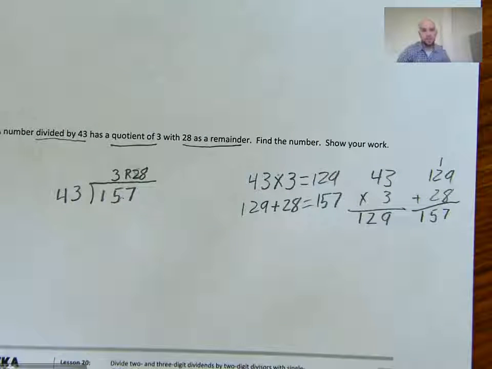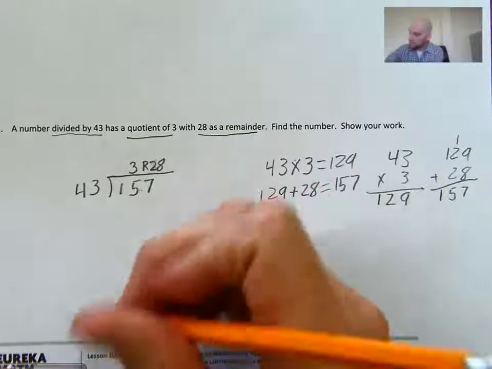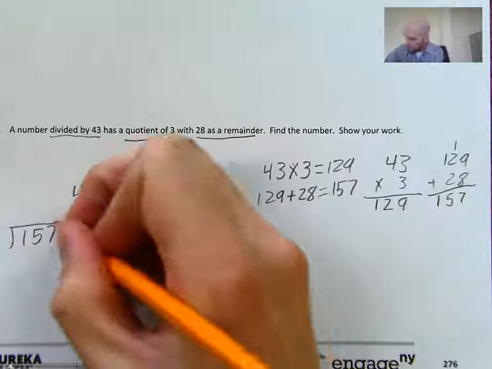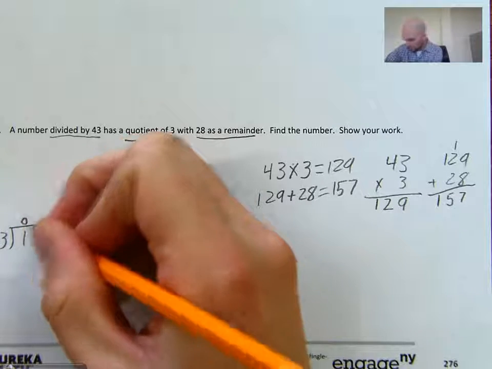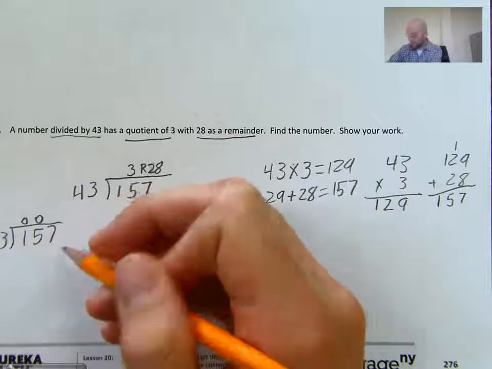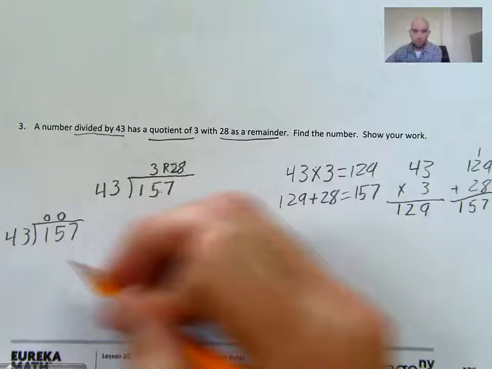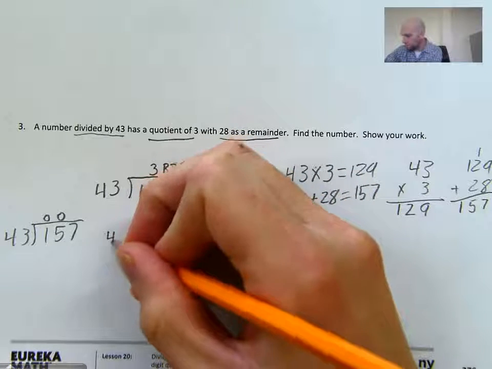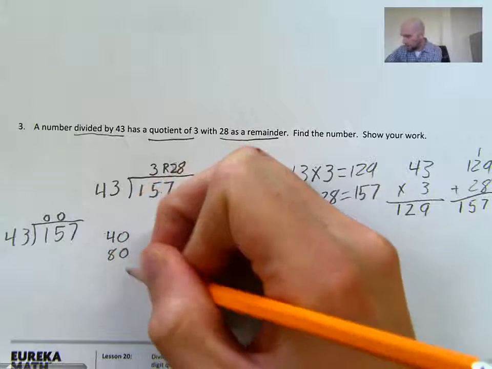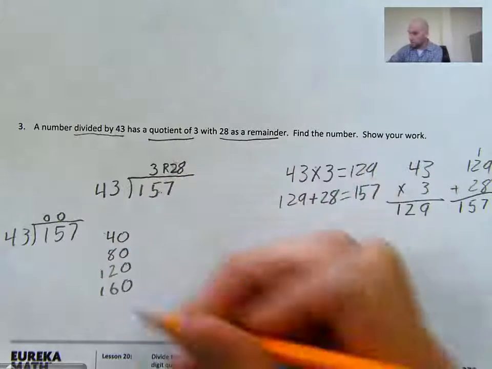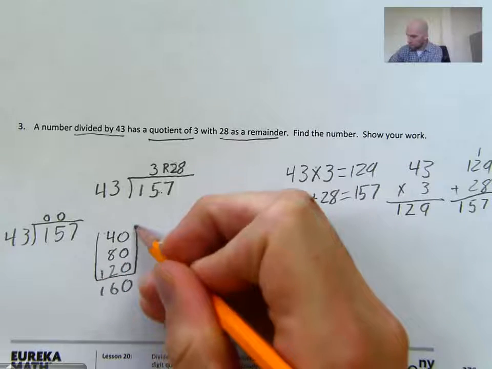So how can we check this? Well, since division is the inverse of multiplication, we multiply to find our answer. We can divide to check our answer. So let's try it. We'll do 157 divided by 43. Well, can't go into 1, can't go into 5, can go into 157. Let's multiply 40, make a little factor tree of 40s here. 40, 80, 120, 160. All right, well, 160 is too much, so we'll try 120.